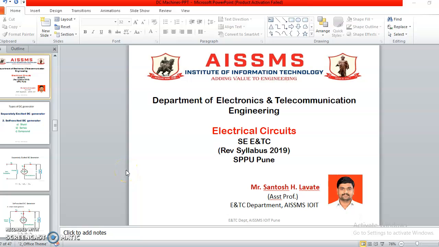Welcome to today's session where we have to see the different types of DC generators. A small overview of the last session, where we have seen the basic construction and working principle of a DC generator. After that we have seen the EMF equation for the DC generator, which is nothing but E is equal to P phi NZ upon 60A. Now, in this session we have to see the different types of DC generators.